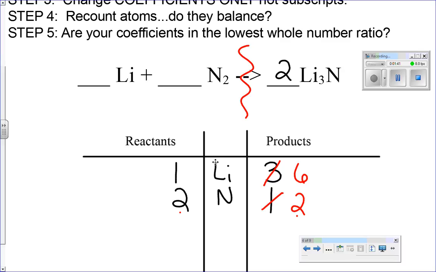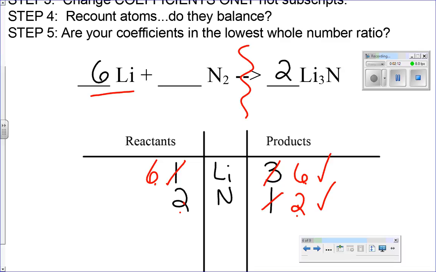If I go back over on the left side of the equation, I need to have over here a total of 6 lithiums, over here, a total of 6 lithiums in order to balance this out. So to do so, I'm going to put a 6 in front of lithium. I have now changed lithium to 6. I didn't mess with nitrogen at all. So now I just have to go ahead and check that everything balances. 6 and 6 balances. 2 and 2 balances.